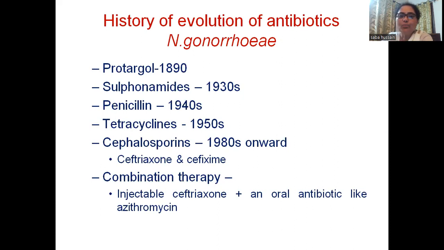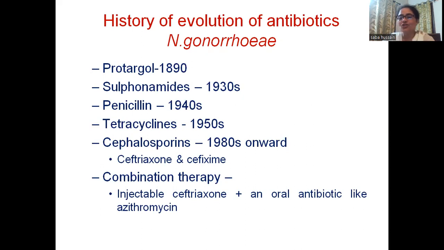The first antibiotic, protargol in 1890, was effective against it. Then sulfonamides were used in the 1930s, which were more effective. Then it became resistant, and penicillin was the antibiotic which worked against it until the 1940s. Then in the 1950s we moved on to tetracyclines, because Neisseria gonorrhoeae became resistant. Then cephalosporins have been used since the 1980s, which means tetracyclines also became resistant. So ceftriaxone and cefixime have been used since the 1980s.